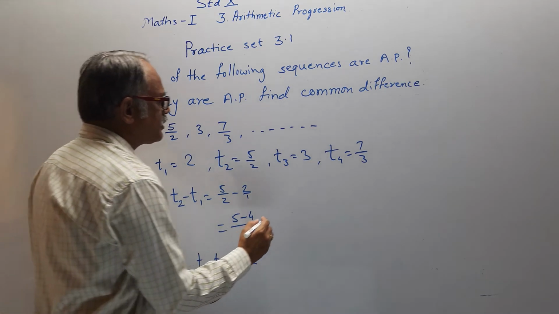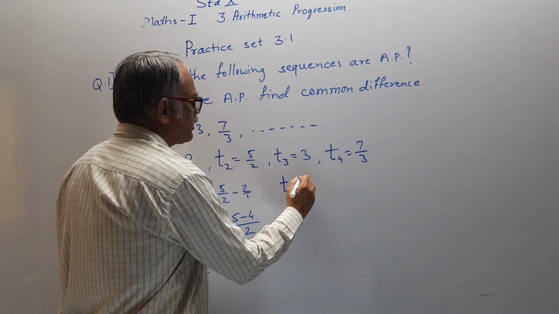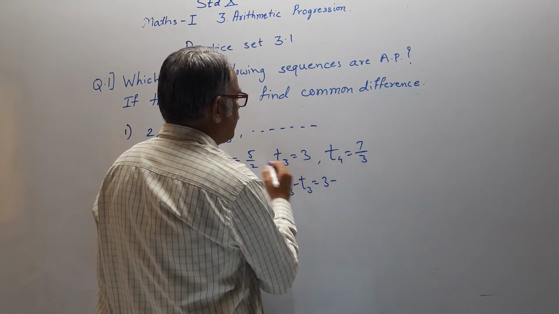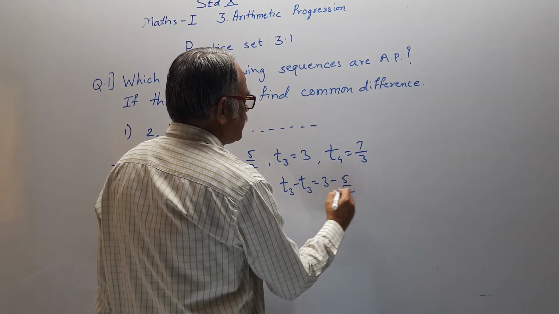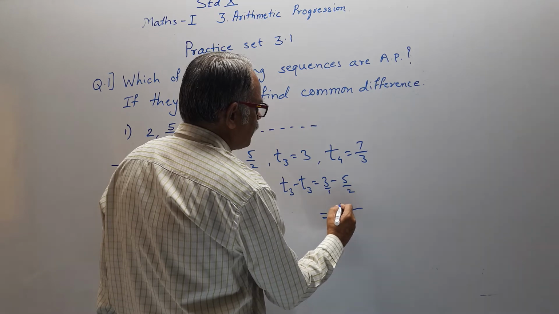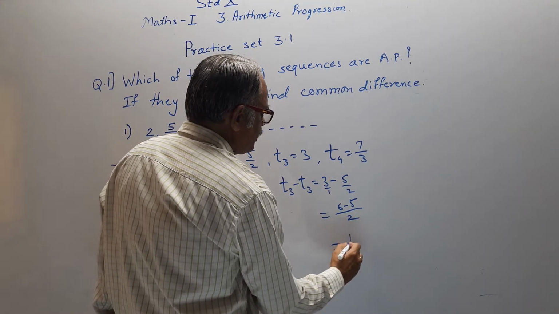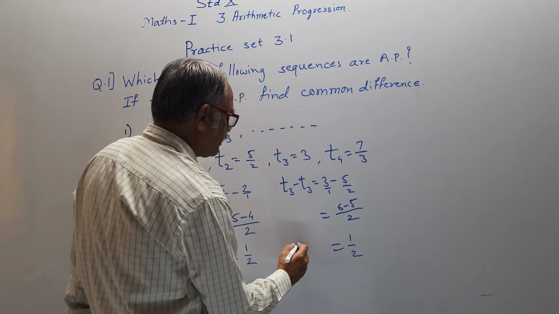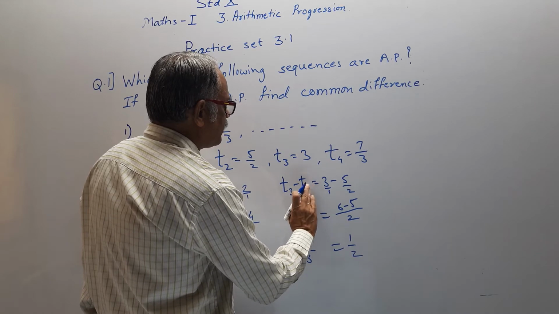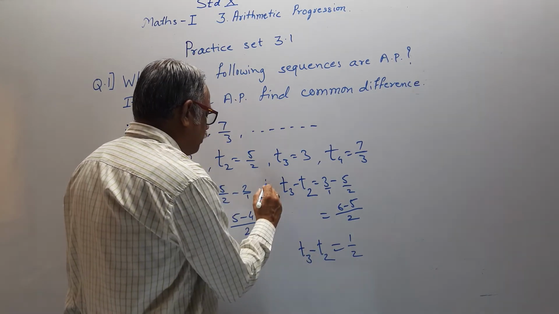After finding T2 minus T1, in the next line I am writing T3 minus T2. 3 minus 5 by 2. 3 means 3 by 1. 3 twos are 6 minus 5 ones are 5 upon 1 twos are 2. So it is also 1 by 2. It looks like a common difference, T3 minus T2. But only 2 are not sufficient.